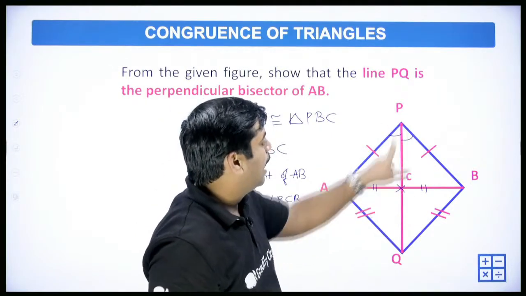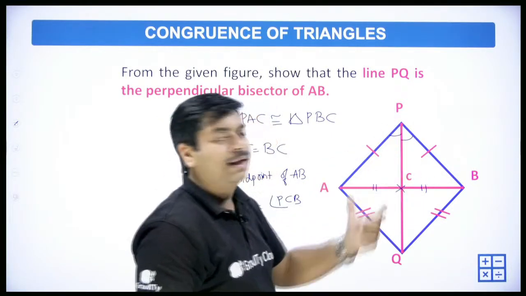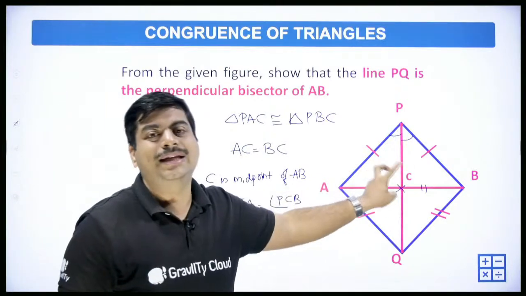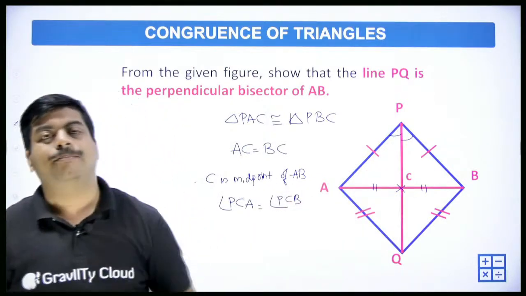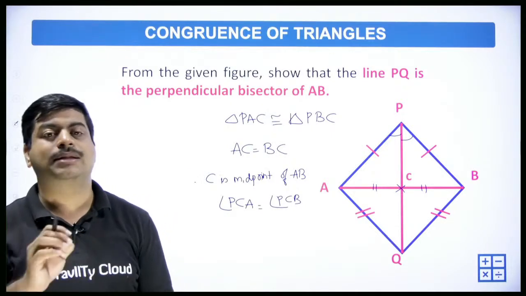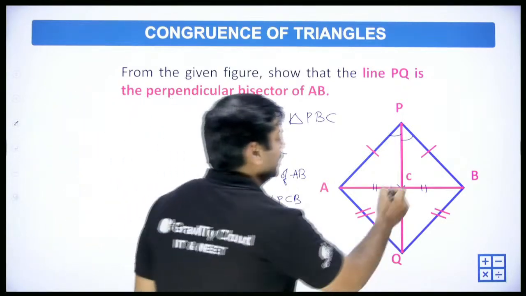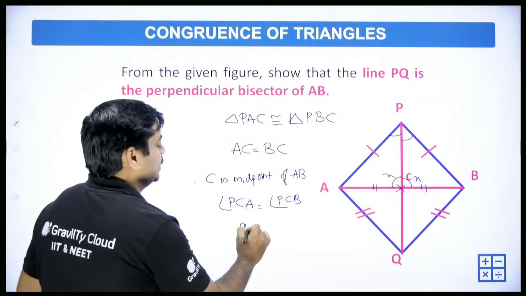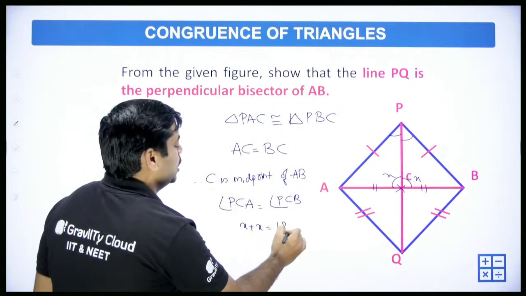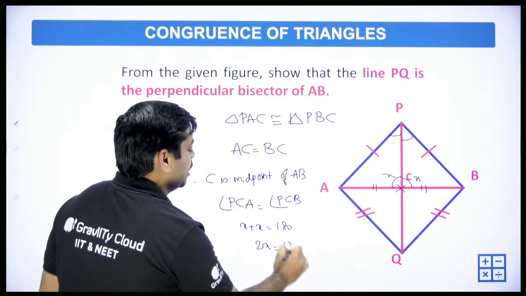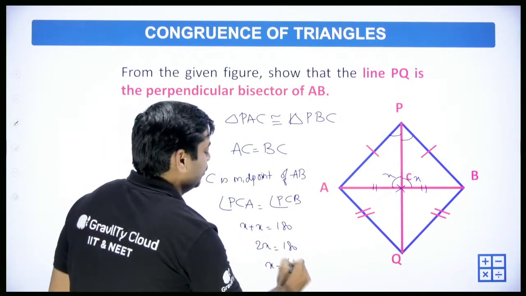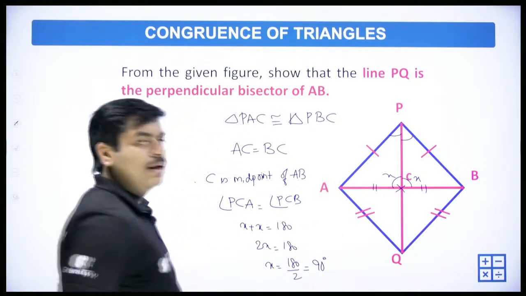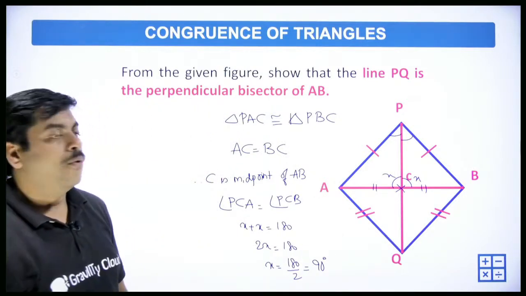PCA, that means this angle, and PCB, these triangles are equal, and these two will form a linear pair. You know, for a linear pair, the sum of the angles is 180 degrees. If you take this angle as x, this is also x, so x plus x is equal to 180 degrees. So 2x is equal to 180, and we can say x is equal to 180 by 2, which is 90 degrees.